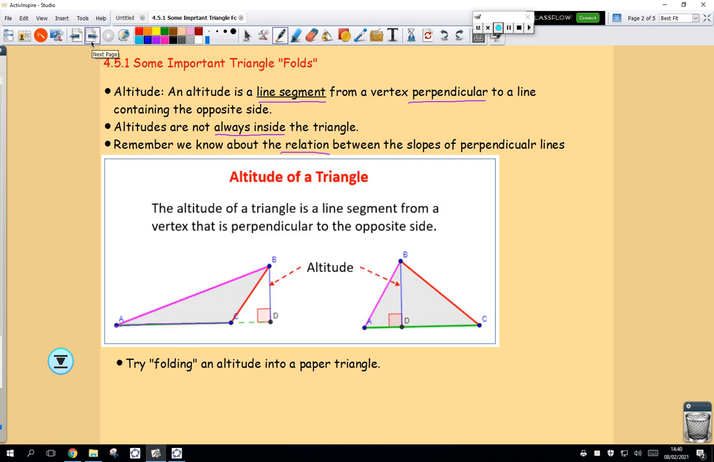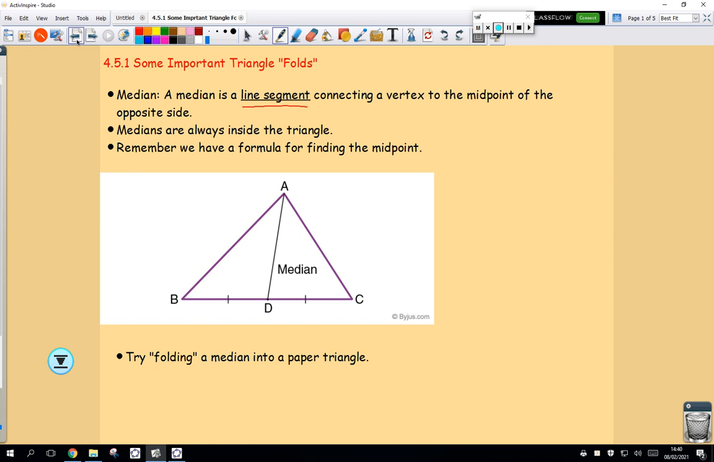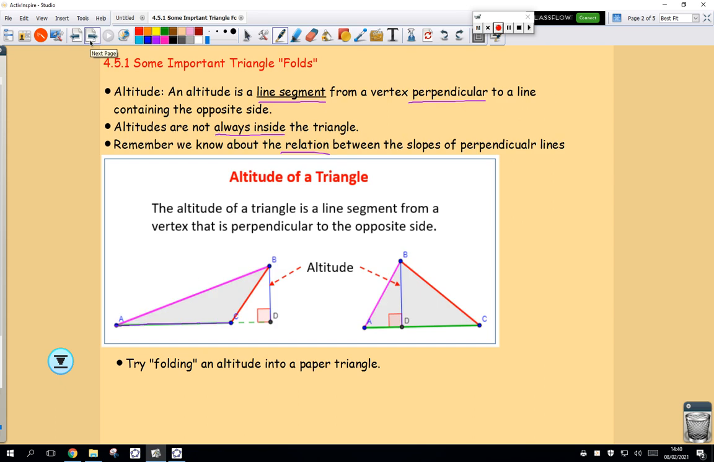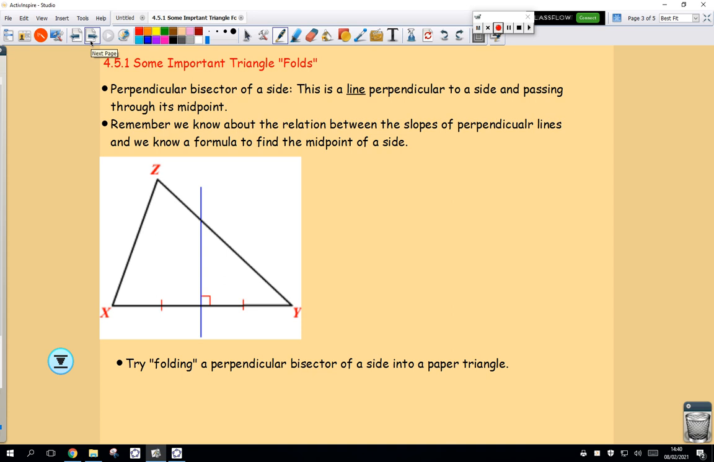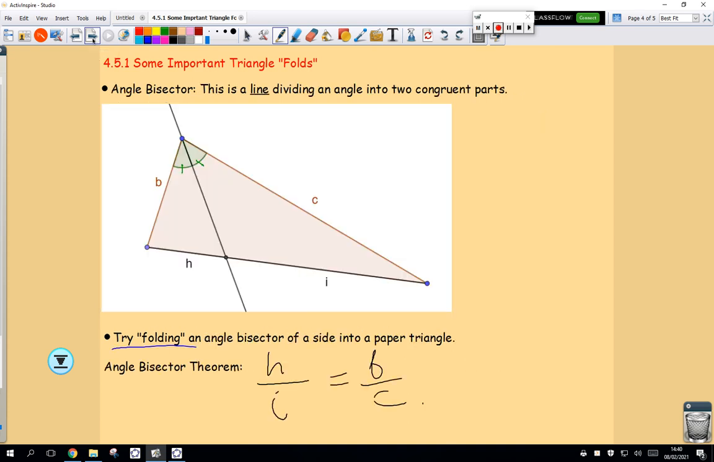So if I talk about a median, which I will be in future lessons, you're going to have to know exactly what I mean. If I'm talking about an altitude, you'll have to know exactly what that is. A perpendicular bisector of a side, have to know what it is. And an angle bisector, you have to know what each of these things are. Okay? And really, really important. Because the next section of our course will be talking about using these folds to find concurrencies of triangles.